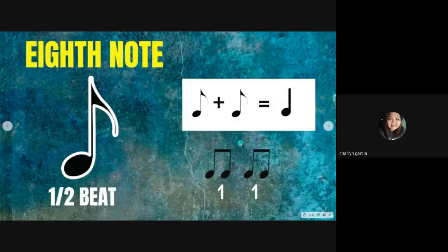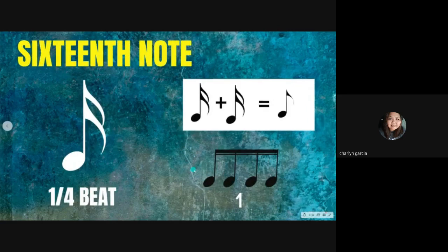The next kind of note is the 16th note. A 16th note has a faster beat. It receives 1/4 beat. Pag pinagsama-sama natin ang apat na 16th note, that is already equivalent to 1 beat. Bigyan natin ito ng bilang: 1 and 2 and, 1 and 2 and. That is already 4 16th notes. Again, apat na 16th note.